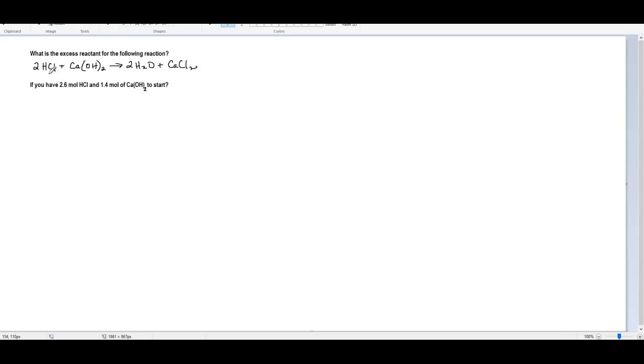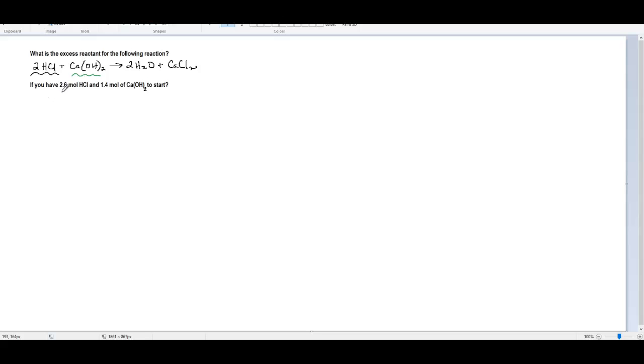Of the two reactants here, we have HCl and Ca(OH)2. One of these is going to be the limiting reactant, and one of them is going to be the excess reactant. In other words, one of these is going to be used fully in the reaction to create water and calcium chloride, and one is going to have leftover reactant because not all of it's going to get used. So the question is, which one is the limiting reactant and which one is the excess reactant?